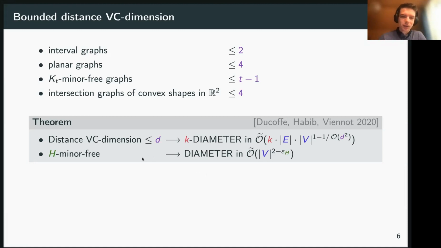And the second thing they were able to prove is that if the graph is H-minor free, then we can compute the diameter in truly subquadratic time. We can get rid of this dependence on diameter length. This is based on the result for distance VC dimension, but they also employ sublinear separators in graphs to remove this dependence on k.